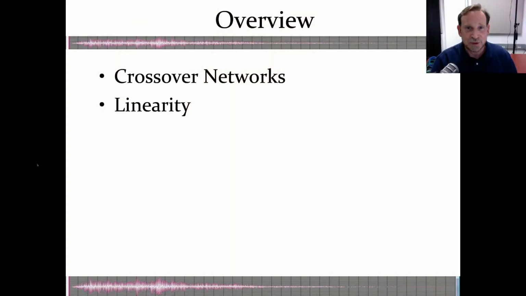This time around, we're going to focus on a couple of elements regarding speakers that relate to that last discussion we had. We're going to talk about this component of a speaker system called the crossover network, and we're going to talk about what really becomes generally a frequency response discussion. So here is the PowerPoint to get us started. We'll start with crossover networks, and the idea of linearity will follow.